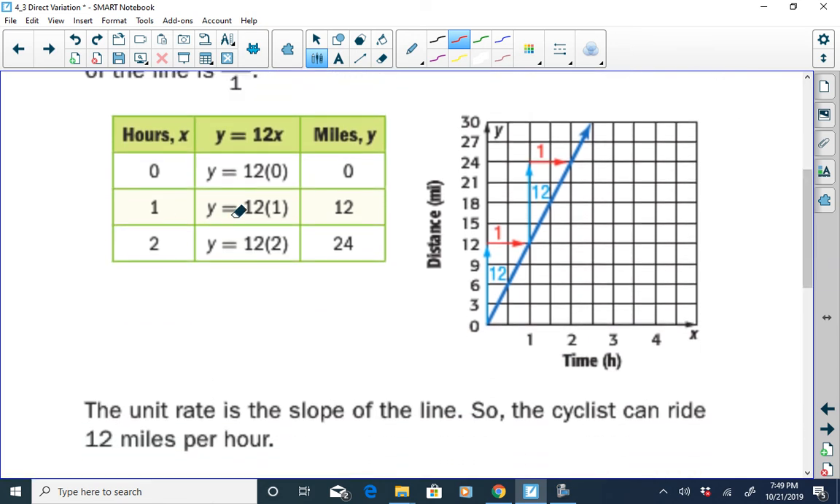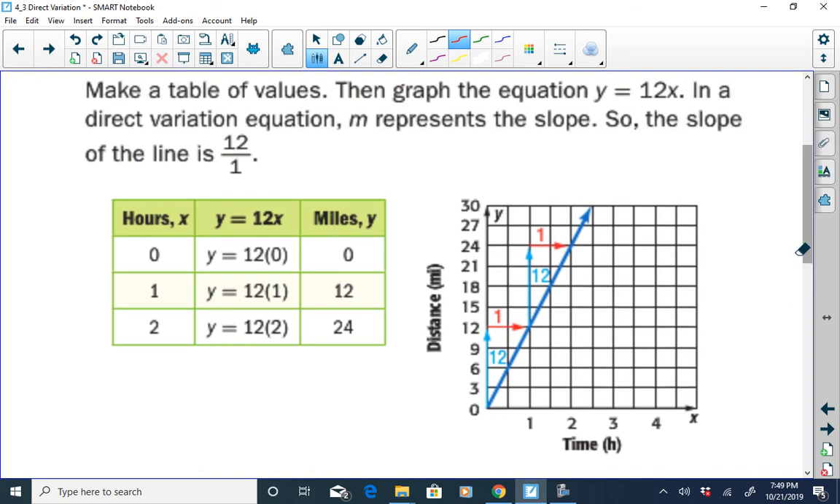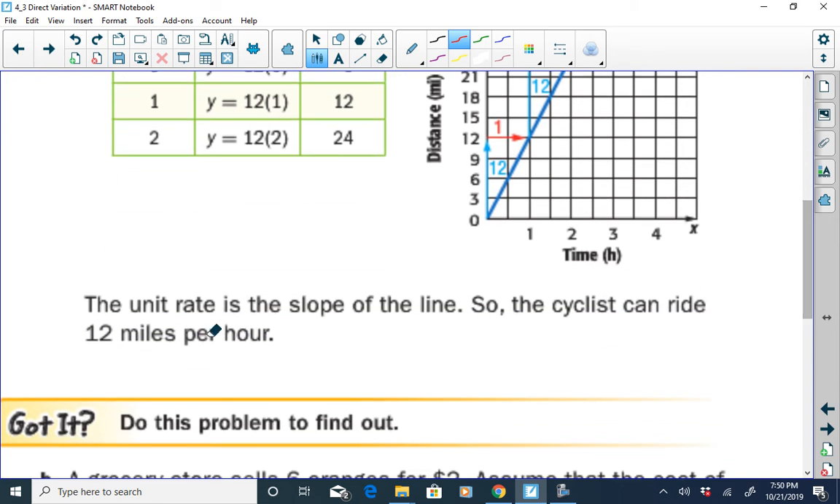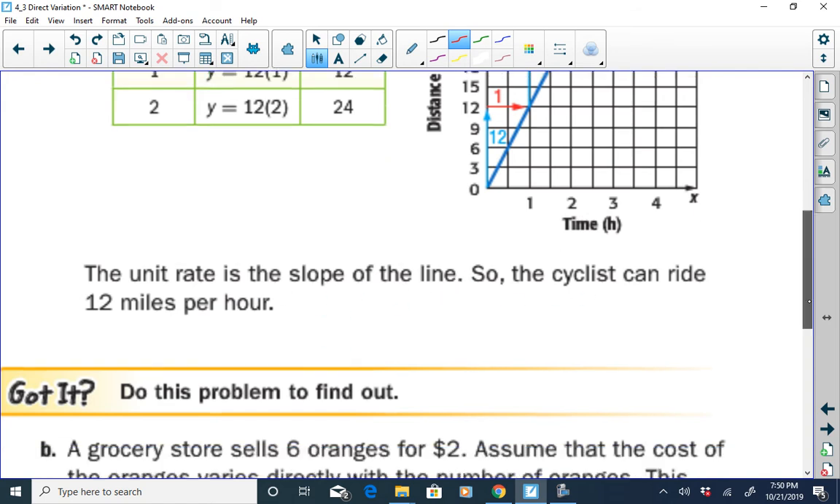All right, so we use our ordered pairs. We know that (0, 0) will always be an ordered pair of a direct variation. We have (1, 12) because 12 is our slope. So if we have our equation, y is equal to 12 times x, and I use an input of 1, 12 times 1, my output would be 12. If I use an input of 2, 12 times 2, my output would be 24. I graph those ordered pairs, (0, 0), (1, 12), (2, 24). We get the following. That's our graph. The unit rate is the slope of the line. So the cyclist can ride 12 miles in an hour.